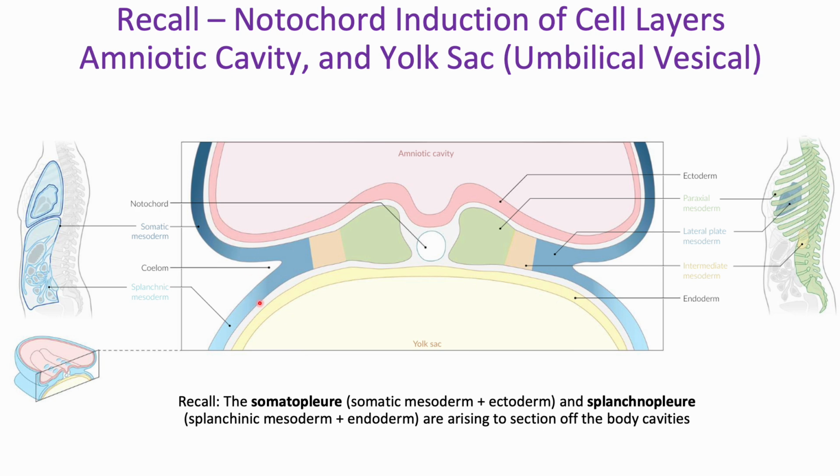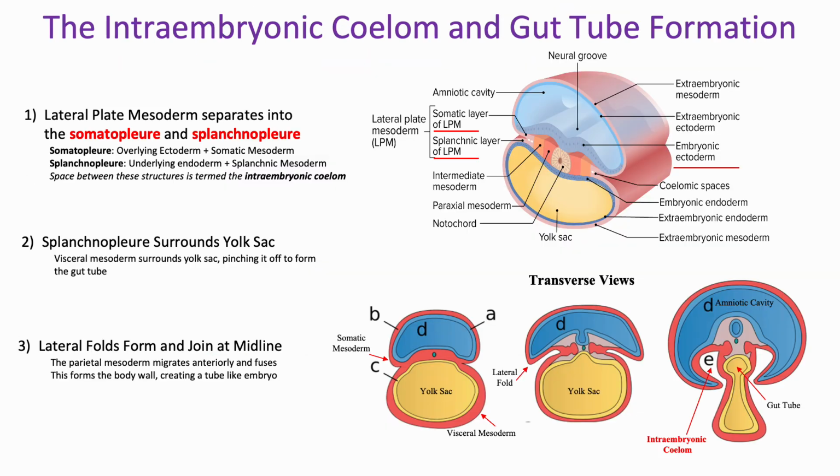The splanchnopleure, however, which is the focus of this video, is going to be associated with the lateral plate mesoderm and then the underlying endoderm. So that's going to be your splanchnopleure, and that's going to be primarily what forms your gut tube.